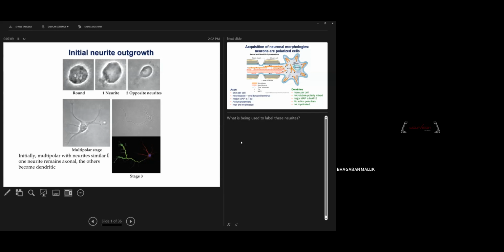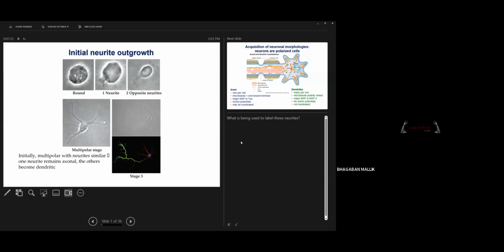It is really important to shape the neuron in a proper morphology. Also, it helps in the further growth of the neurons. So we'll talk about some of these important proteins that are required for neurodevelopment.